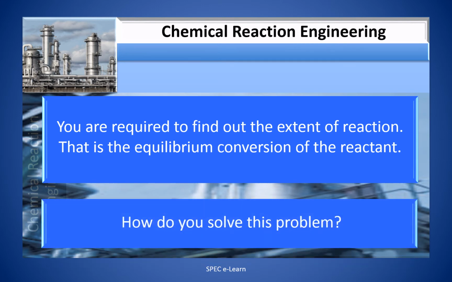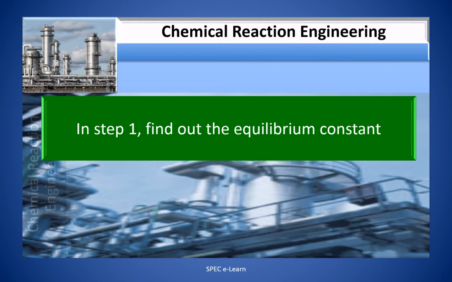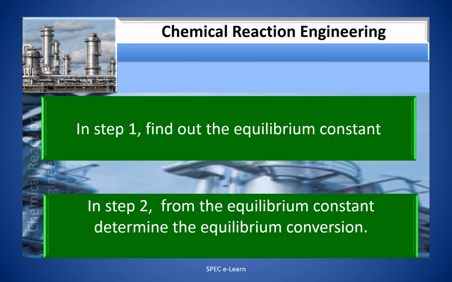How do you solve this problem? The given reaction is a reversible reaction. You have to solve it in 2 steps. In step 1, find out the equilibrium constant. Step 2, from the equilibrium constant, determine the equilibrium conversion.